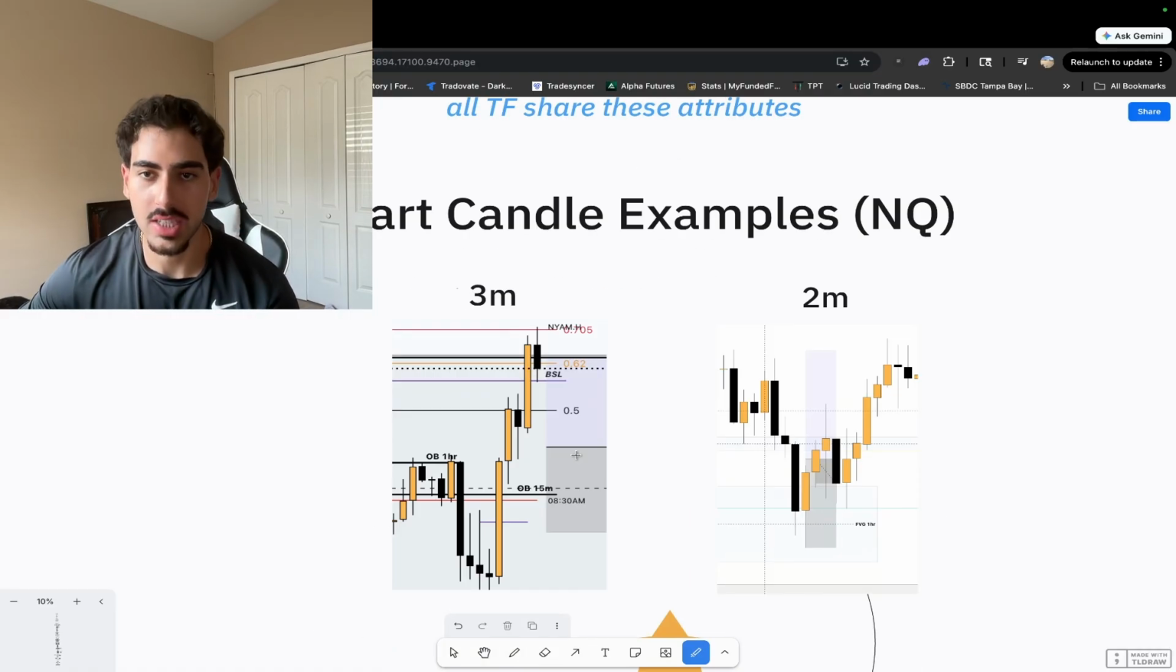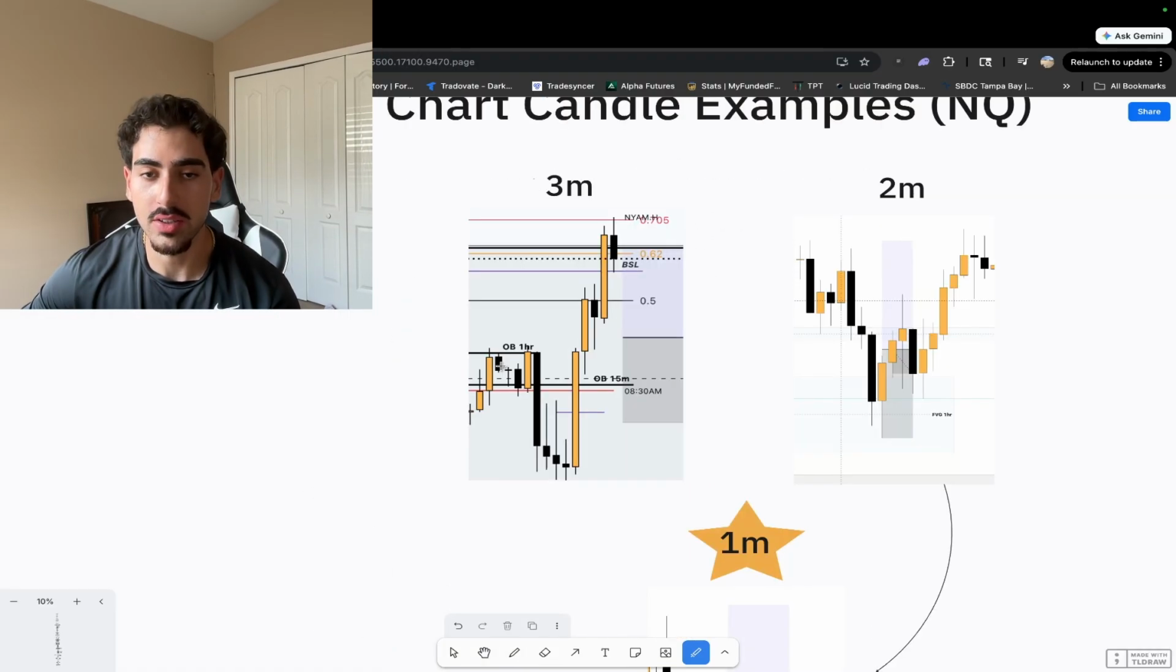Here are some chart examples from NQ. You can see here on this level that price clearly taps into some sort of higher time frame level to then reverse off this. But before we end up making that market structure shift, we see that the 3-minute already has a fair value gap. Now, if we were to continue going lower, we would respect this, kind of like how this candle did.